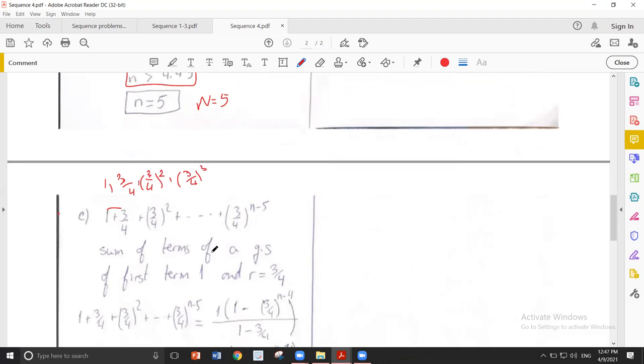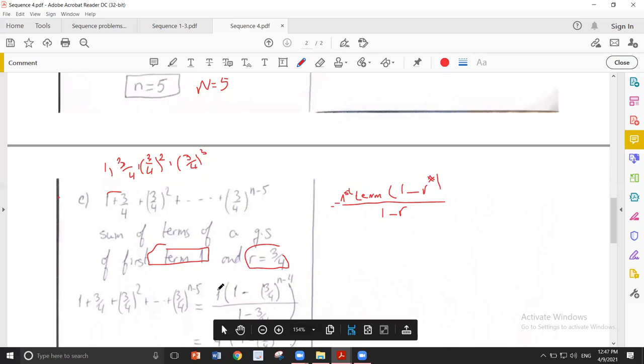So, the sum of terms of a geometric sequence where the first term is 1 and the common ratio equals 3/4. What does the formula tell us? The sum of a geometric sequence equals the first term times 1 minus r to the power of the number of terms, over 1 minus r. The first term is 1.